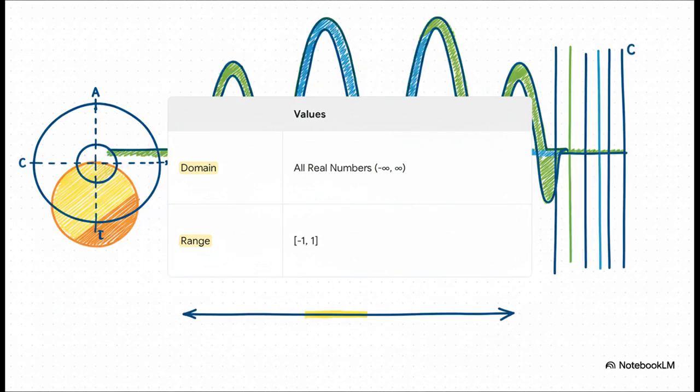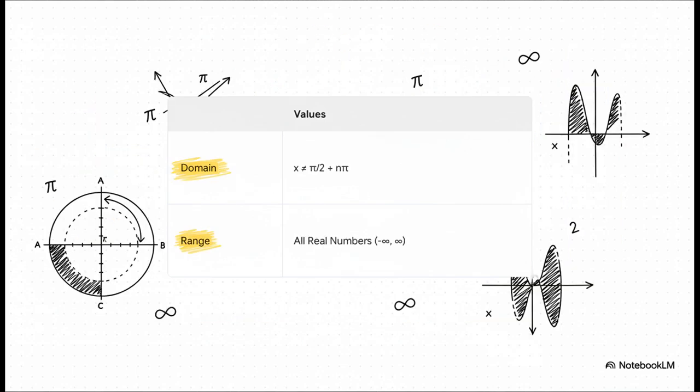And you know what? Cosine is basically the same story. Just like sine, you can feed it any angle you want, so its domain is also all real numbers. And its output, which is the horizontal position on that same unit circle, is also stuck between -1 and 1. Easy enough.